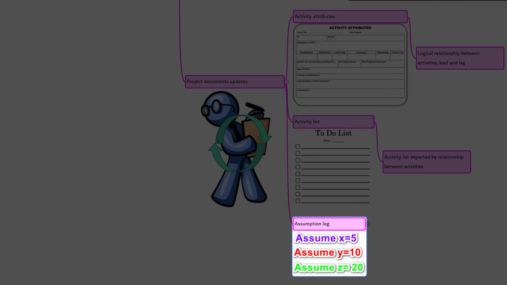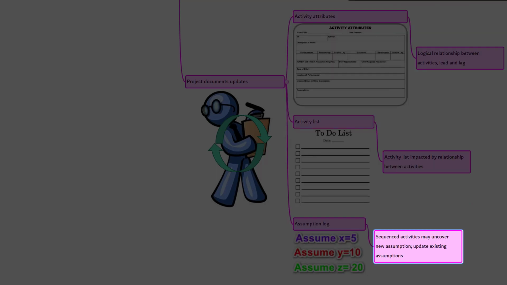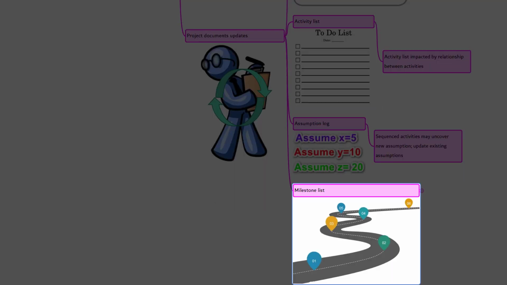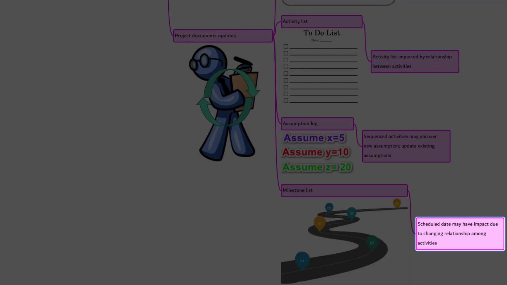The next one is assumption log. Just like in Create WBS, after sequencing the activities, you may realize that a few more assumptions are to be added, or existing assumptions to be modified or deleted. The last one is milestone list. The scheduled date for a specific milestone may be impacted by changes in relationships between the project activities during the sequencing activities. So you need to update it.